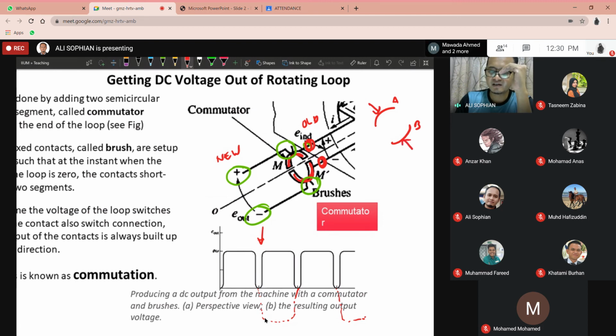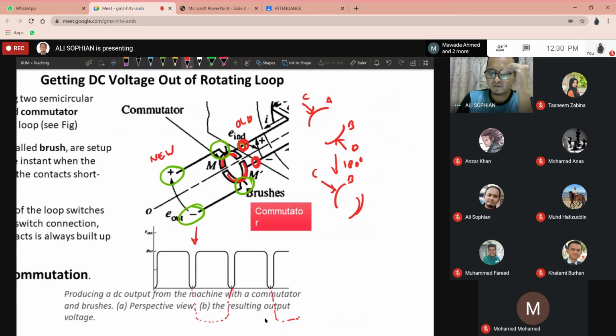Let's call the brushes C and D. After 180 degrees of rotation, this will be B. Segment B will be there, connected to C, and segment A will be connected to brush D. Remember, only the segments rotate. The brushes are not rotated; they are fixed.